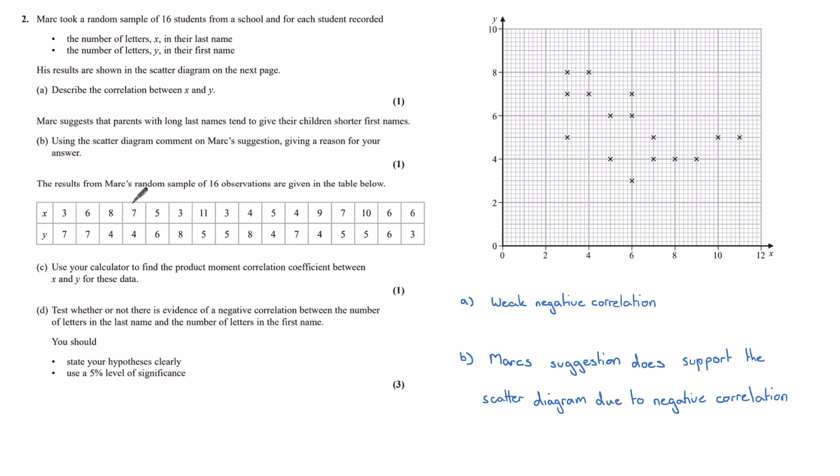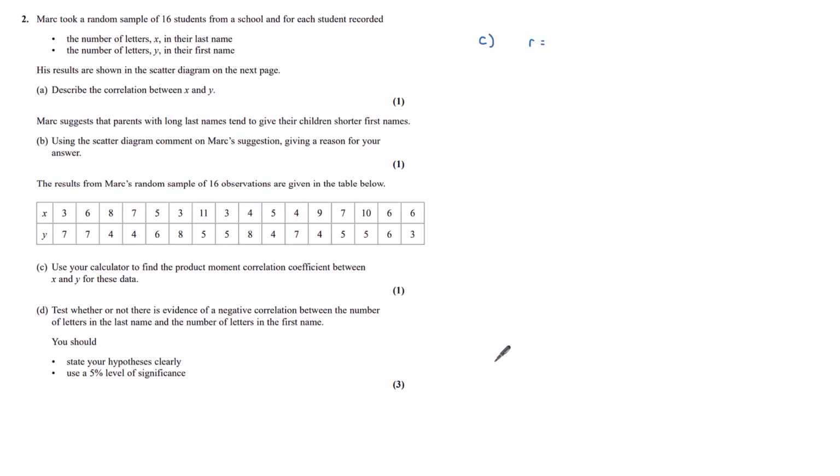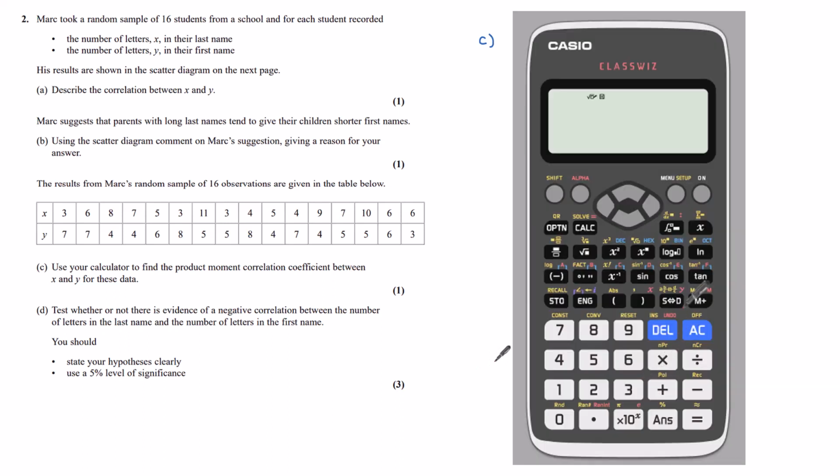The results from Mark's random sample of 16 observations are given in the table below. So here are the values. Part C, use your calculator to find the product moment correlation coefficient between X and Y for these data. Let's head to our calculator. Okay, so for product moment correlation coefficient, we go to menu and we want number 6 here, which is statistics. And we've got two variables here. We've got X and Y.